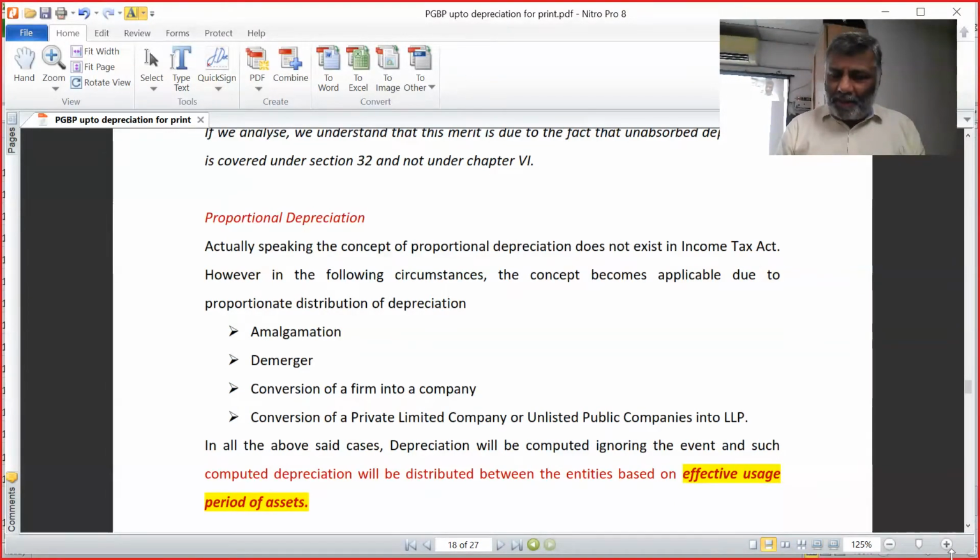However, in the following circumstances, the concept becomes applicable: amalgamation, demerger, conversions. In all of these, depreciation will be computed ignoring the event. First, compute the depreciation, and such computed depreciation will be distributed amongst entities on effective usage period. It has a relevance, that's why I have highlighted it. It is something important to understand. Read through.